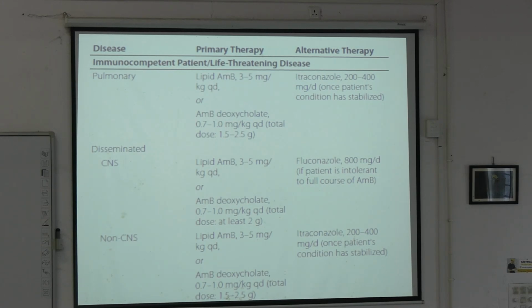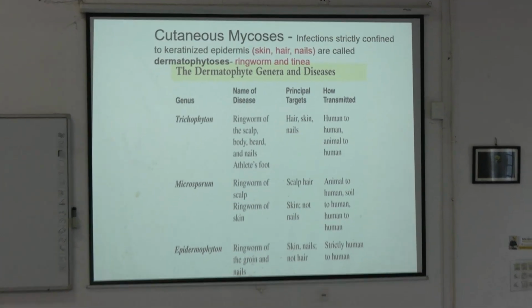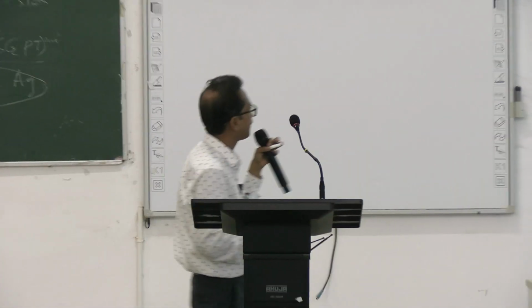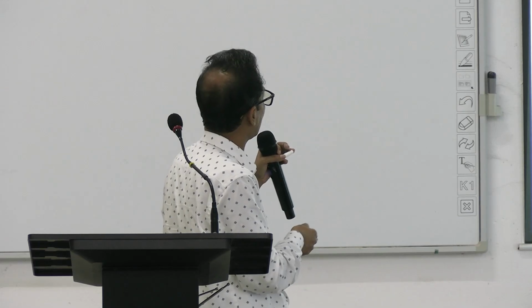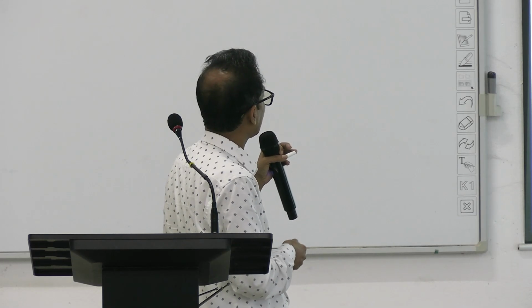In an immunocompetent patient, whether it is a disseminated pulmonary infection from histoplasmosis or other dimorphic fungi, the treatment of choice is amphotericin B. Cutaneous mycosis. What are the 3 cutaneous mycosis or dermatophytes? Trichophyton, microsporum, epidermophyton. For extensive tinea infection, terbinafine can be used, itraconazole can be used. Onychomycosis, terbinafine, itraconazole can be used as oral drugs.